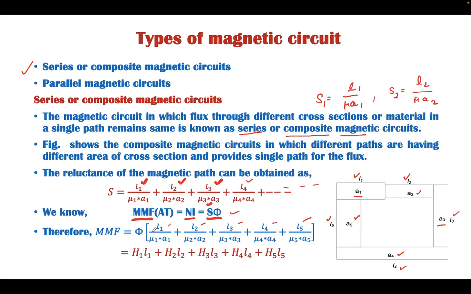It is phi into S1, which can be written as H1 into L1. Similarly, phi into S2 can be written as H2 L2. Then phi into S3 can be written as H3 L3, and so on, corresponding to the fourth and fifth length of iron piece or magnetic path.